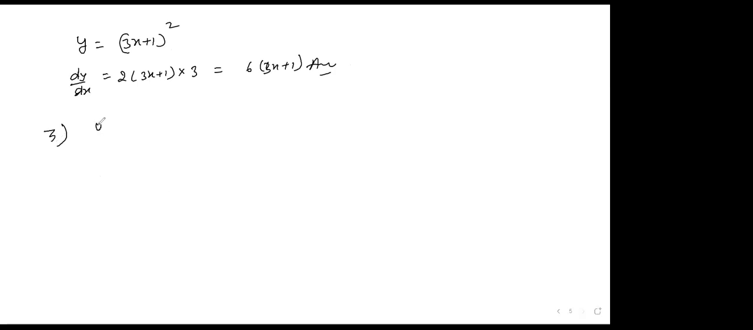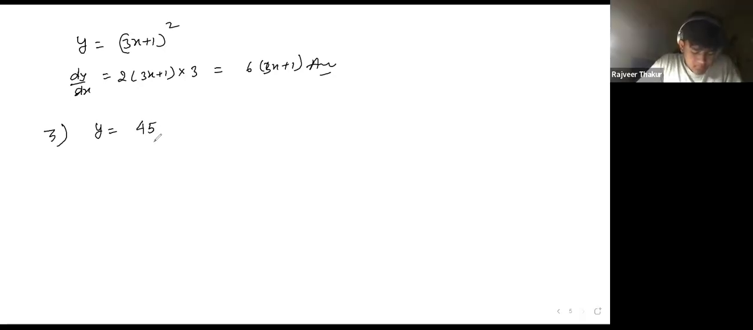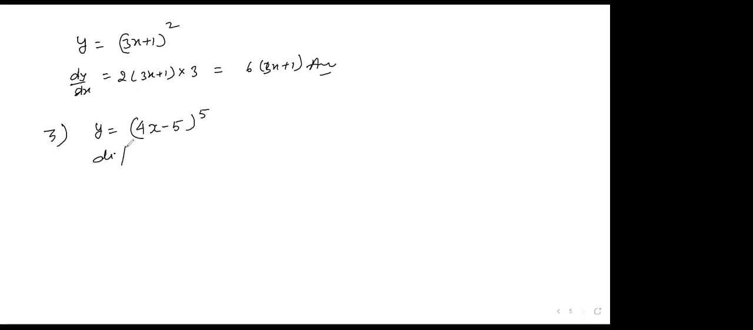So y equals (3x minus 4x minus 5) to the power 5. Okay. Differentiating with respect to x, dy over dx.